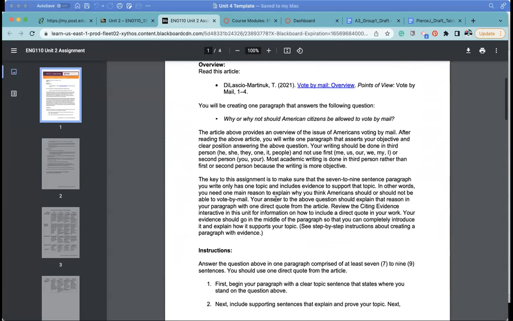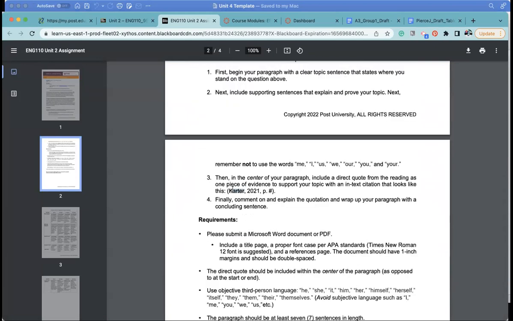And then in your in-text citation, instead of Carter, you will have Delasio Martinuk, but you'll change the hashtag to a correct paragraph number. All right.